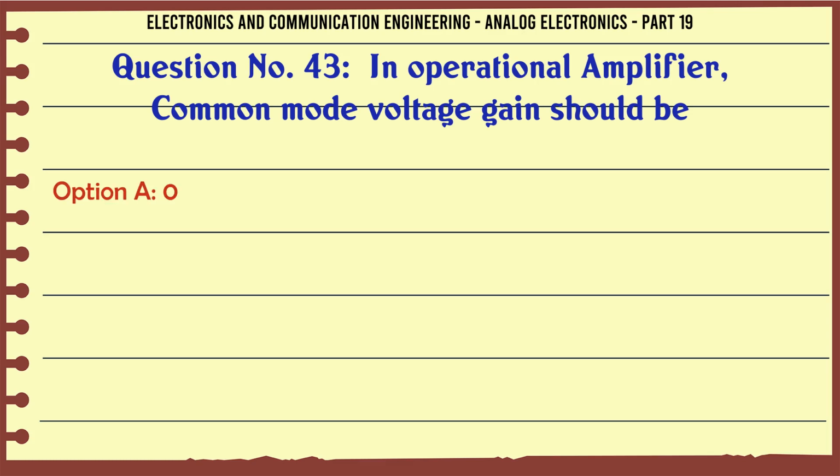In operational amplifier, common mode voltage gain should be A. 0, B. ∞, C. 1, D. 0.5. The correct answer is 0.